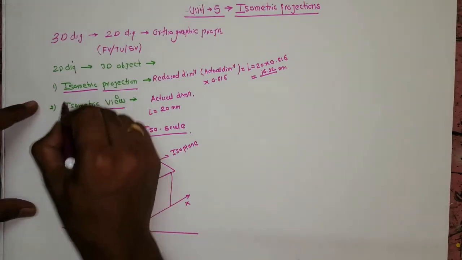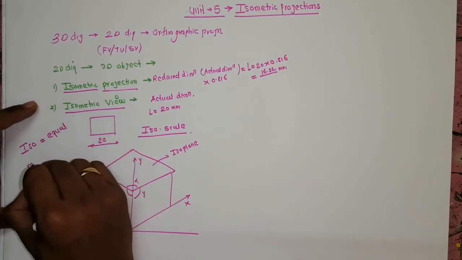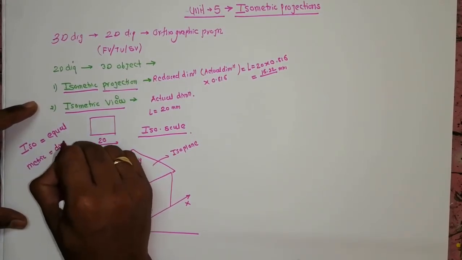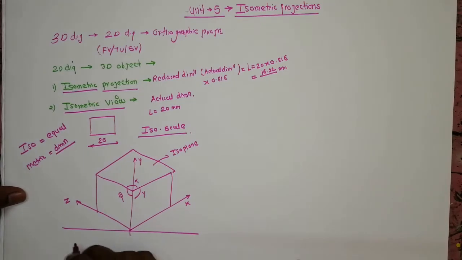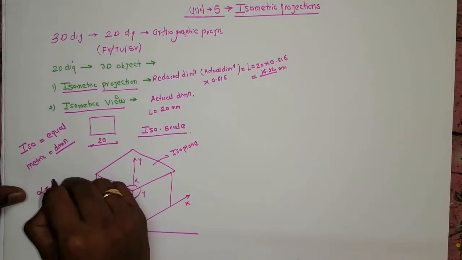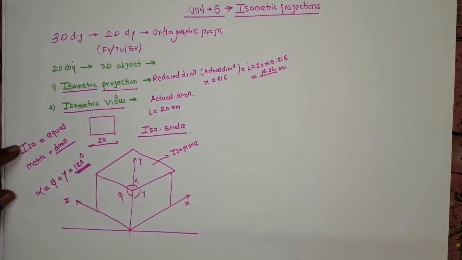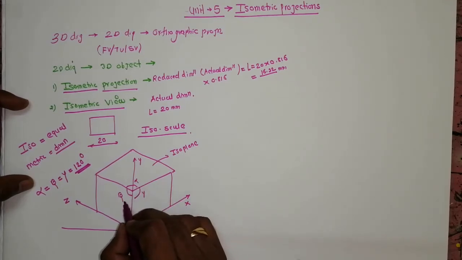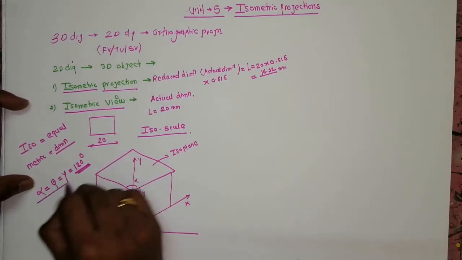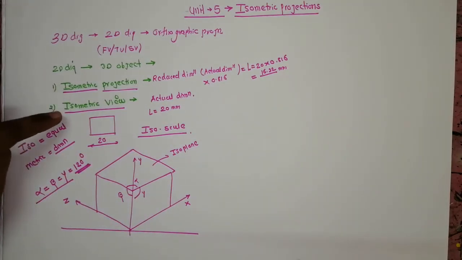Now the meaning of the word iso. Iso means equal, and metric means dimension or measure. So iso means equal, so alpha is equal to beta is equal to gamma. This angle is the same because we are concerned about iso, which means equal. So the included angle between the two axes, that is alpha, beta and gamma, is the same, that is 120 degrees. That's why this type of projection is called isometric projection or isometric view.